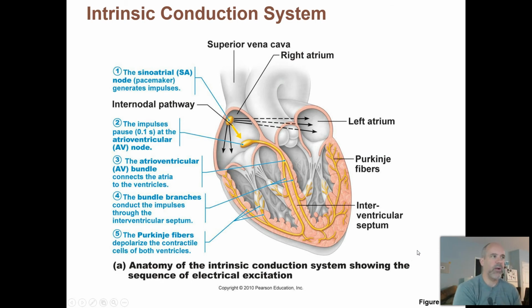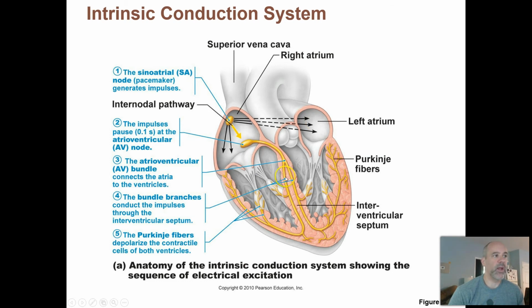Okay, and this is a diagram from your textbook, which is also showing these intrinsic conduction system features to you. Also notice on this diagram, you've got Purkinje fiber branches that extend up into the papillary muscles that pull on the chordae tendineae, which pull on the AV valve flaps on each side, because you do have contractile muscle tissues in there that have to contract and make those valves close when the ventricles are contracting. Again, that's important to make sure that when your ventricles are contracting, you don't have wrong way flow of blood from the ventricles back into the atria.